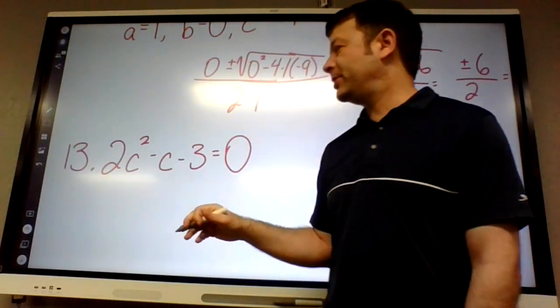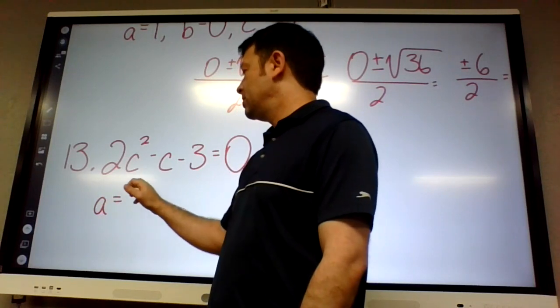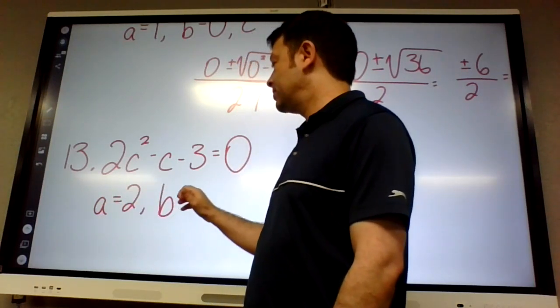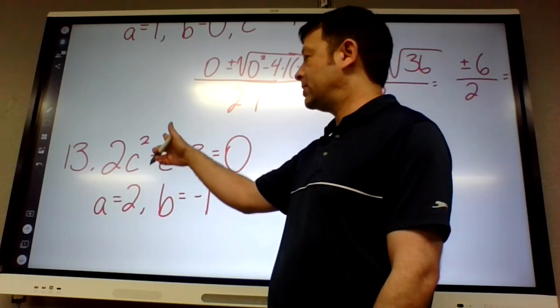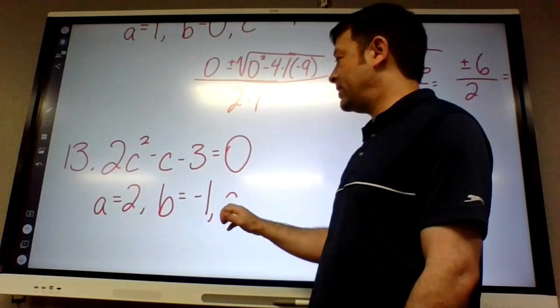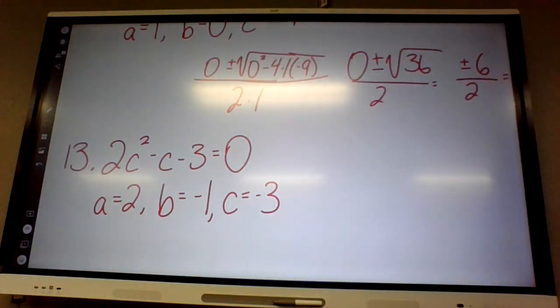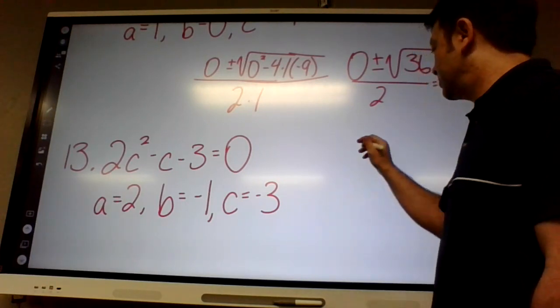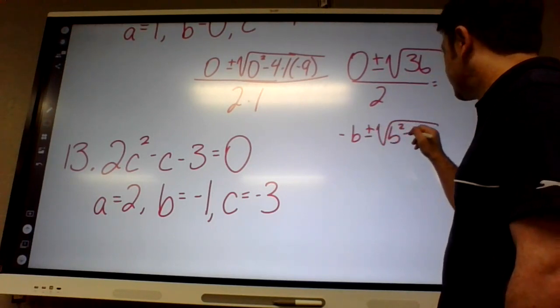Okay, here's one with a different a value. What's the a value on this one? What's the b value? 3. 1. Negative 1. Right there. What's the c value? Alright, because the b value is negative on this one, it will probably make a lot of people screw up. So let me rewrite it really quick right here so I can point at it.